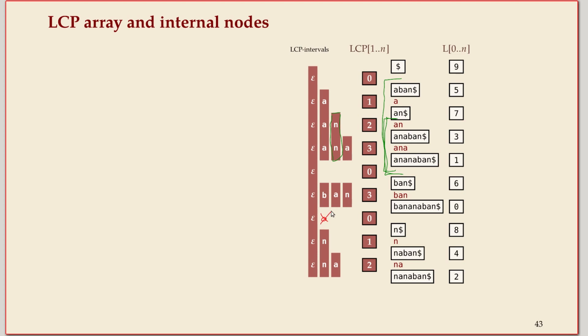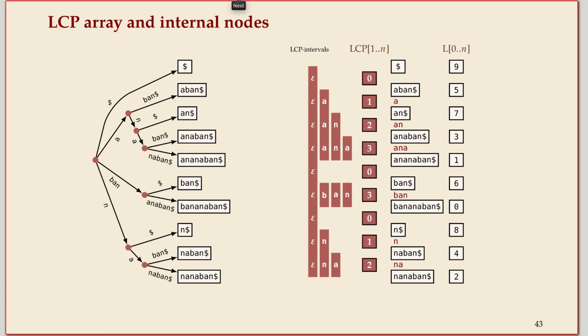Okay, I think I spent a lot of time on this slide, but it's a very important concept. Now, why do I spend so much time talking about these weird intervals? Why do they buy us anything? The reason is that you find exactly those same intervals in the suffix tree.